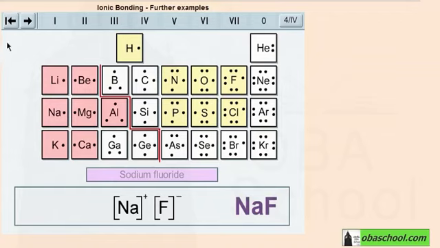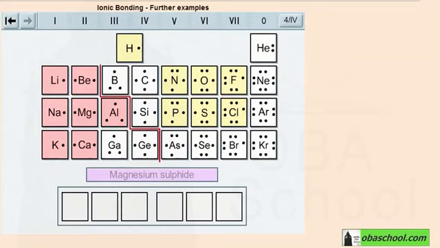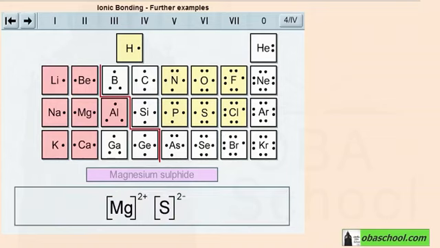Let's take another example. We have magnesium sulfide. The elements of magnesium sulfide are magnesium and sulfur. The 2 electrons of magnesium will be transferred to sulfur. So this is the first electron, and this is the second electron. So now we have Mg2+ and S2-. The formula of magnesium sulfide is MgS.